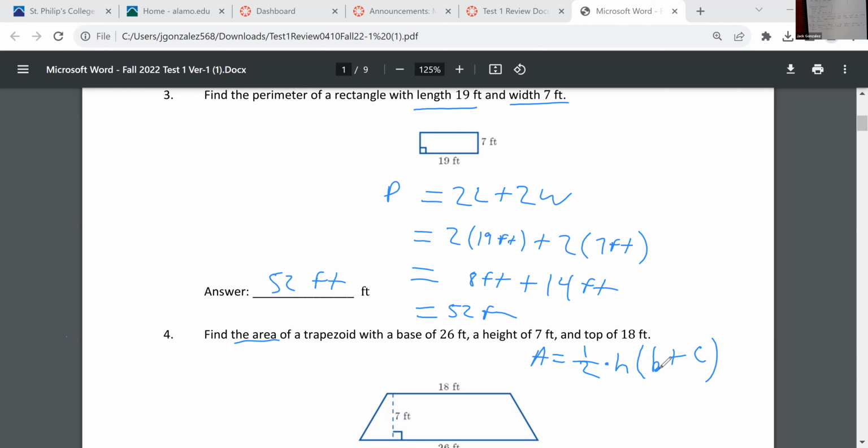I don't expect you to memorize formulas, but you should do a formula page, just write them all down. Circles, perimeters, areas, rectangle, etc. I don't remember trapezoid. I don't expect you to memorize it either. I do expect you to be able to use it. Plug in height. What is height? Seven.